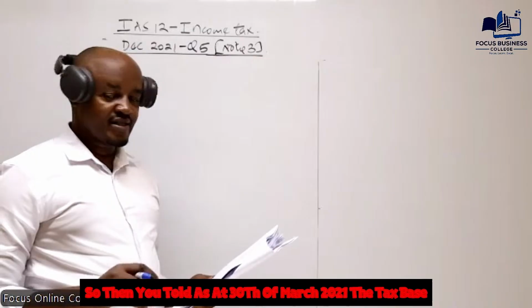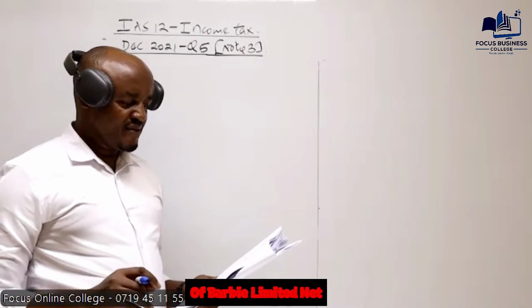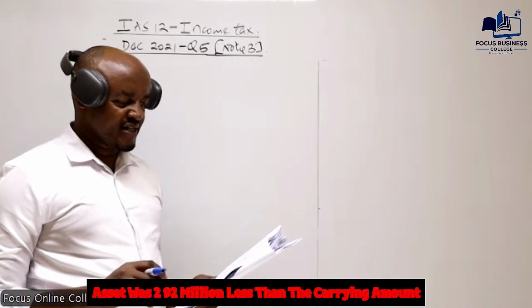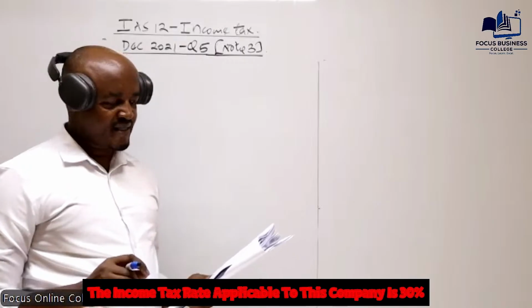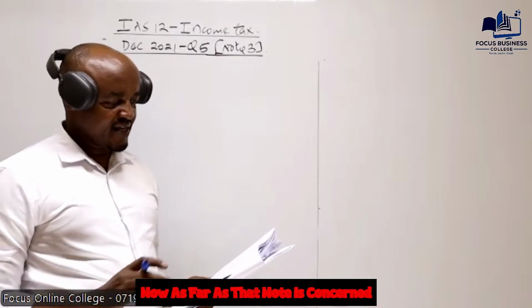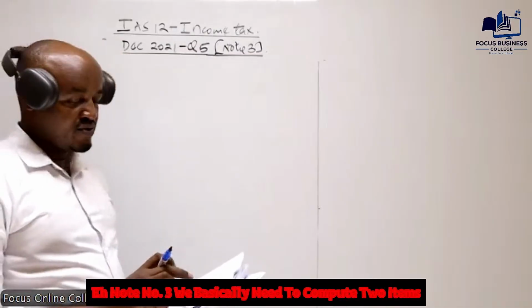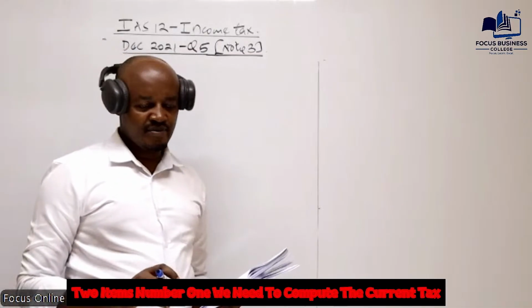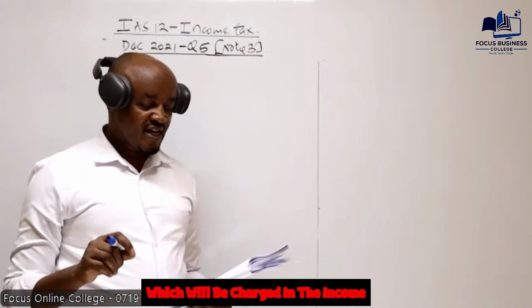So then you're told at 31st of March 2021, the tax base of Bawabu Limited net assets was 292 million less than the carrying amount. The income tax rate applicable to this company is 30%. Now, as far as note number 3 is concerned, we basically need to compute two items. Number 1, we need to compute the current tax, which will be charged in the income statement.